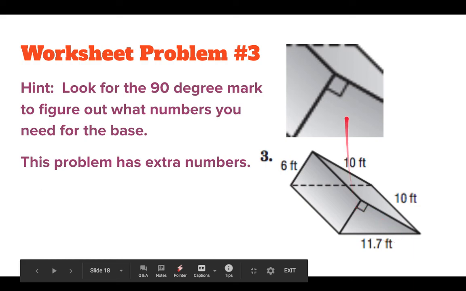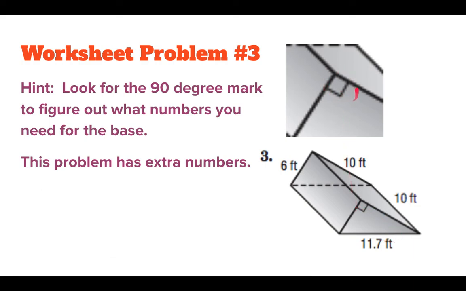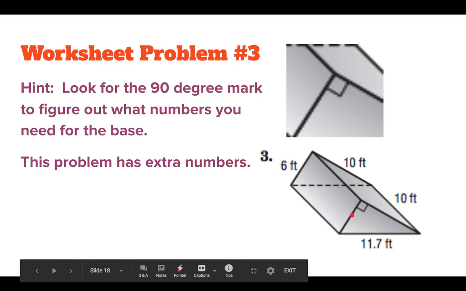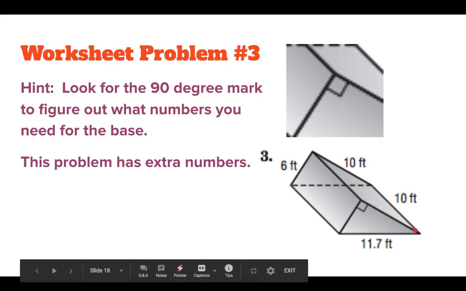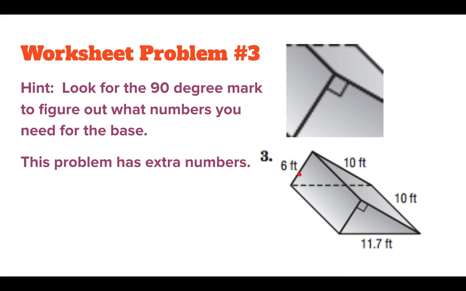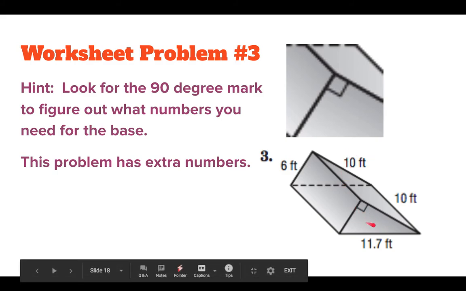My little clue is I look for the 90-degree mark. What that tells me, if I look here, is that I need this line, which is this 6, and I need the 2 lines next to the 90-degree mark, which is this 10. So I know I need this 6, I know I need this 10 to find the area of this triangle. Once I find the area of this triangle, I'm going to times it by this 10 to include the height.